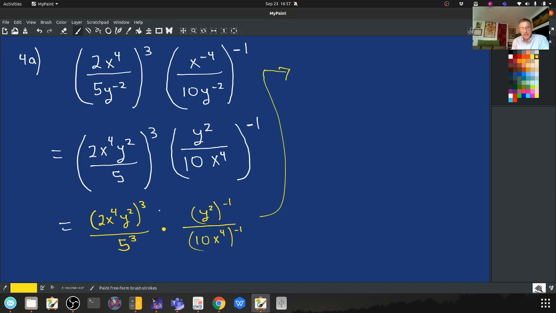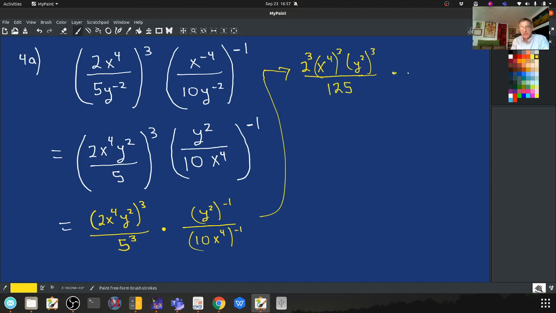So let's go up here and continue on. So let's go ahead and let's simplify the numerator here using the power of a product rule. So this is 2 to the 3rd. So this has three factors, 2, x to the fourth, y squared, and they all have to be raised to the third power. Notice the use of parentheses here. And then 5 to the third is 125. We've done that several times.